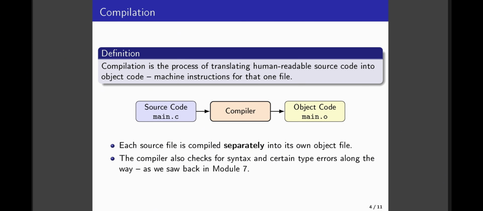Compilation. Compilation is the process of translating human readable source code into object code. The object code means machine instructions for that one file. So I have given a flow here. Main.c goes into the compiler and out comes main.o, the object code for that file. The important detail here is that each source file is compiled separately into its own object file, and the compiler also checks for syntax and certain type errors along the way, exactly what we covered back in module 7 when we talked about compilation errors.